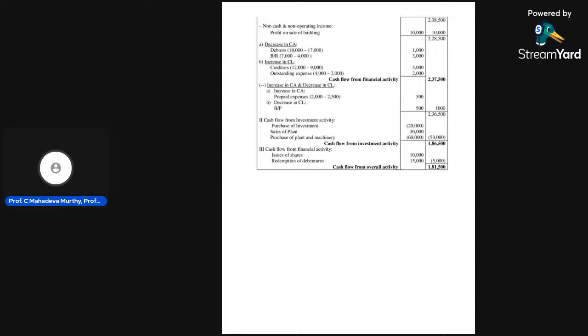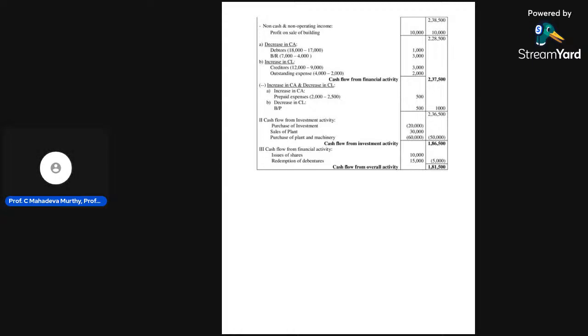The second thing: in case of the fund flow statement, there is the schedule of change in working capital, that is, decrease in current assets and increase in current liability, then increase in current assets or decrease in current liability. We work that out.